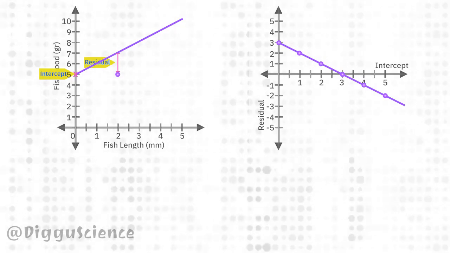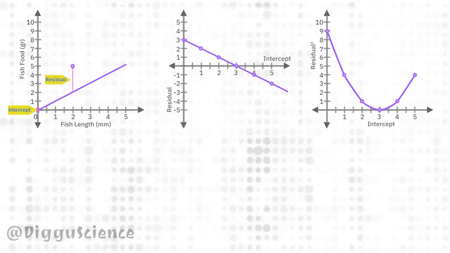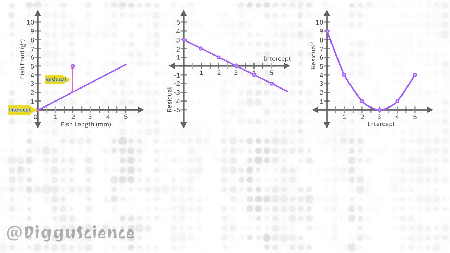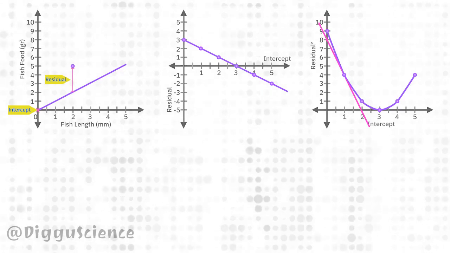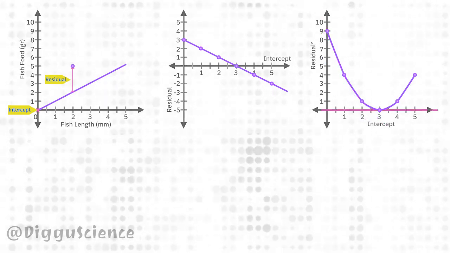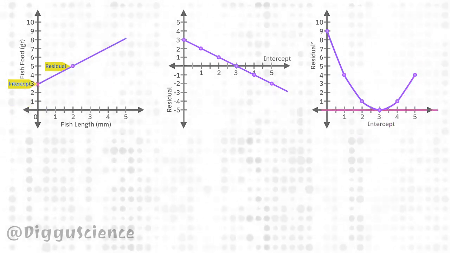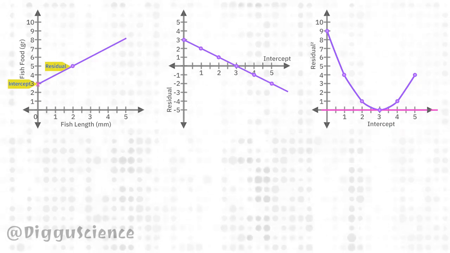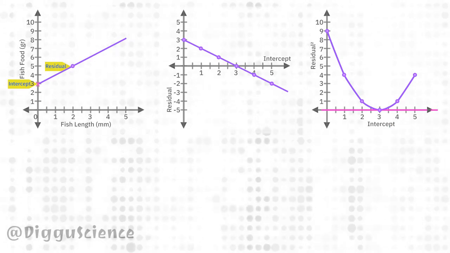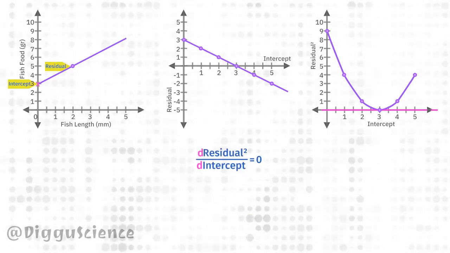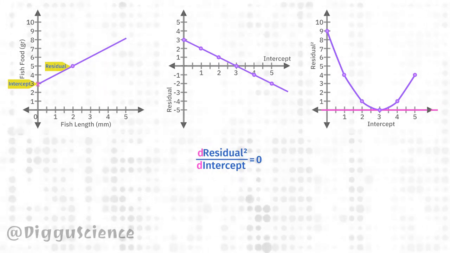Therefore, we will create a quadratic residual graph. The values on the vertical axis are nothing but the square of each residual value. Now, every particular intercept point has a gradient of a particular value. When the gradient value is 0, or parallel to the horizontal axis, then the residual value is 0. Mathematically, the derivative of the squared residual with respect to the intercept is equal to 0. This is the criterion for getting a residual value of 0.